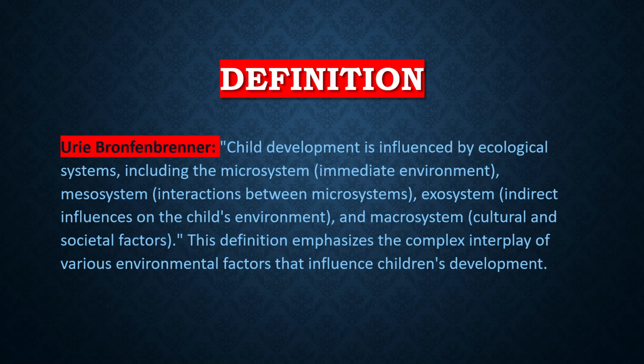Then exosystem, indirect influences on the child's environment. Exo means outside, right? So how the child or the environment of the child is indirectly influenced, that is called exosystem. Then macrosystem. By the word itself you should know macro means big, micro means very small, exo means out, right? So under macrosystem comes the society and the culture. So according to Urey also, society and culture play a very important role.